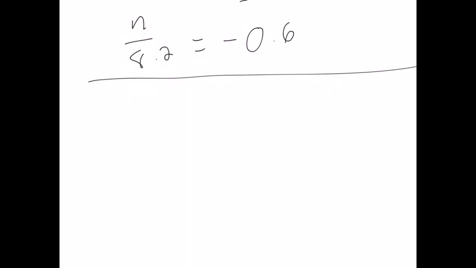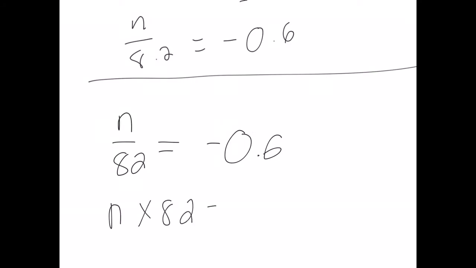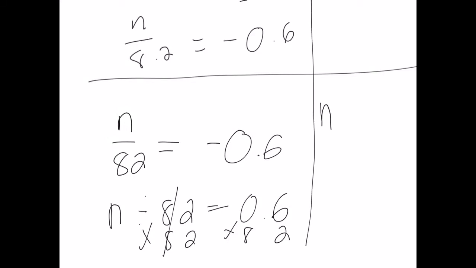So for this problem, you would start off by writing it down. Now, instead of dividing, you're going to multiply. Now you're going to multiply both sides. Now that you've done this, you're going to cross out both of the 82s because they're the same thing and they equal 1. Now you just have n equals. Now you would do the work.